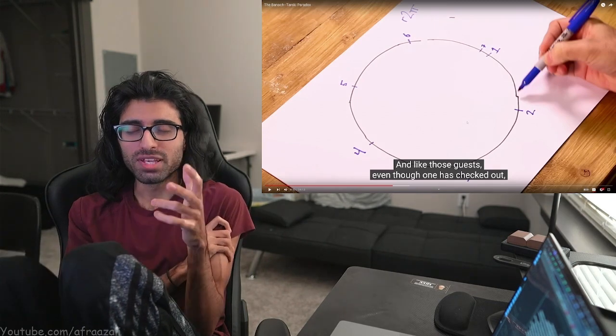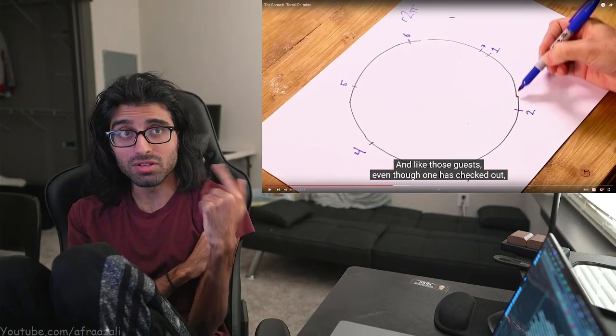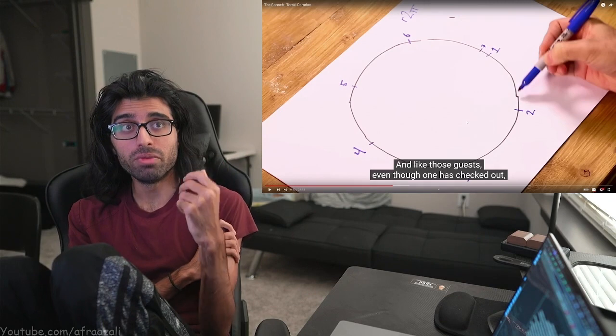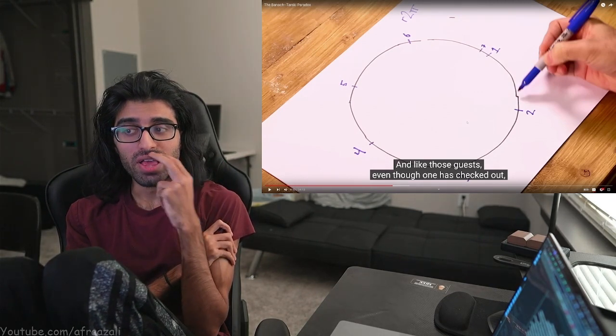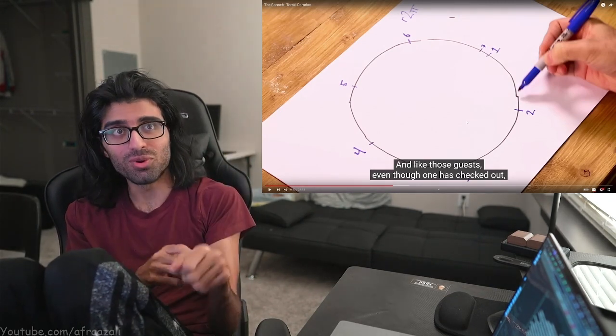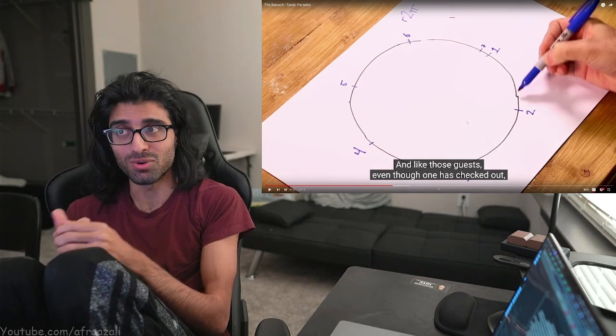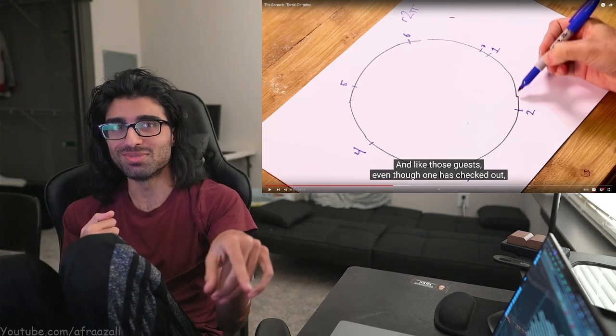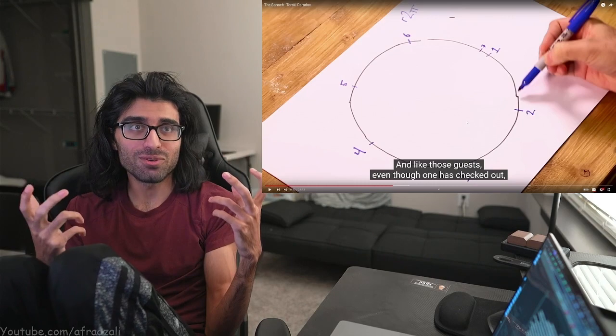where Link learns a Song of Storms from the man who's working in the windmill or whatever, right? And then he goes back in time, puts a sword in, goes back in time to when he was a kid seven years earlier, and teaches the Song of Storms to him. So where did the Song of Storms come from?